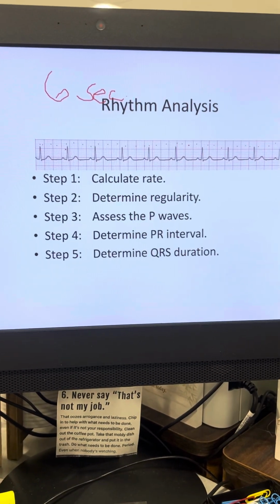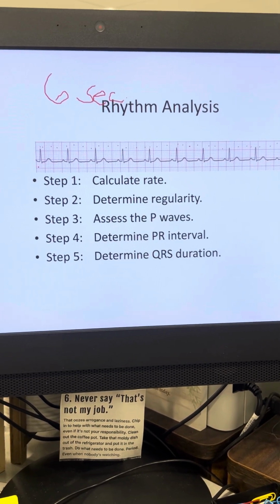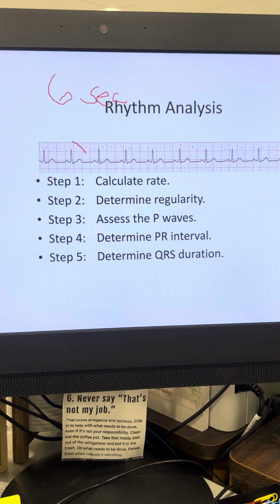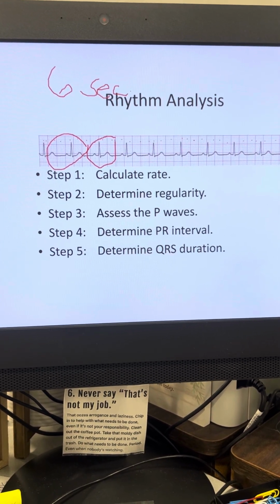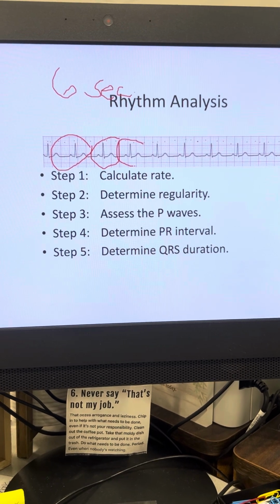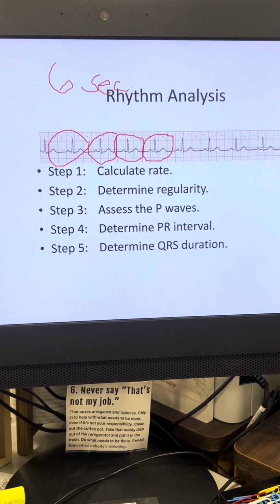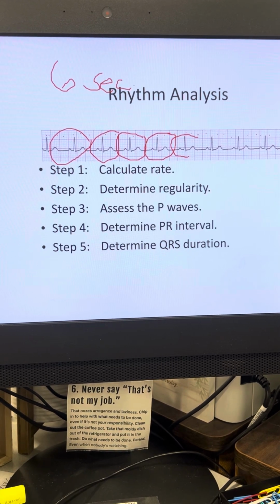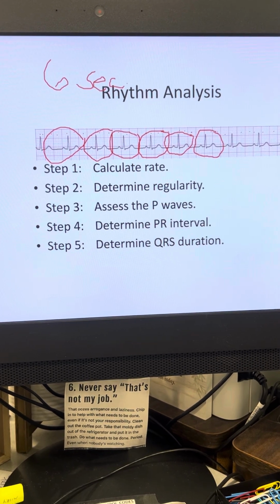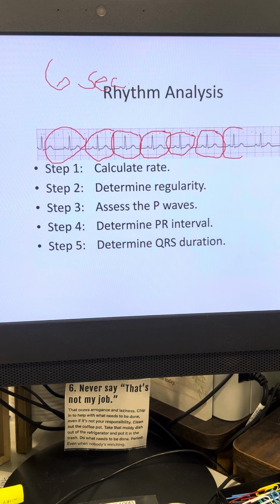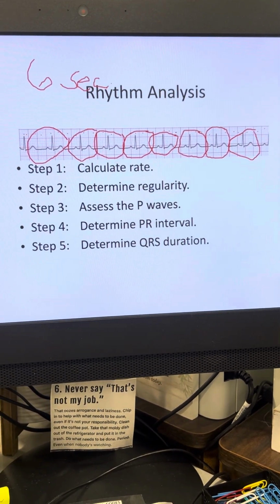Now, to calculate the rate, I have to circle the complete cardiac cycles. So I can't see the P wave here, so I can't circle that one. But I have 1, 2, 3, 4, 5, 6, 7, and 8.